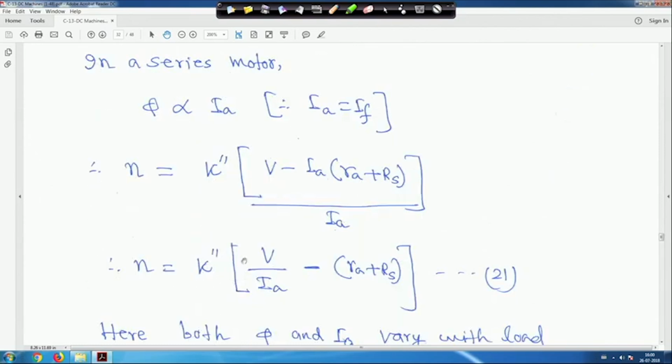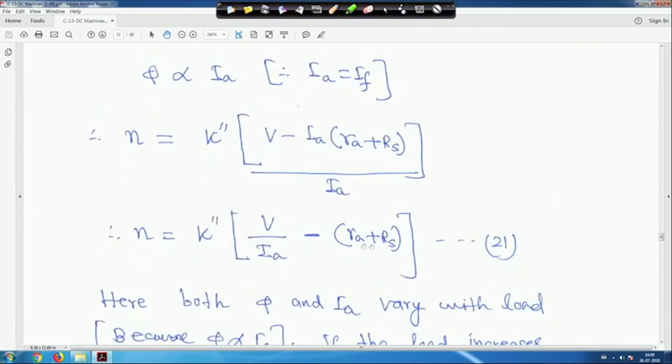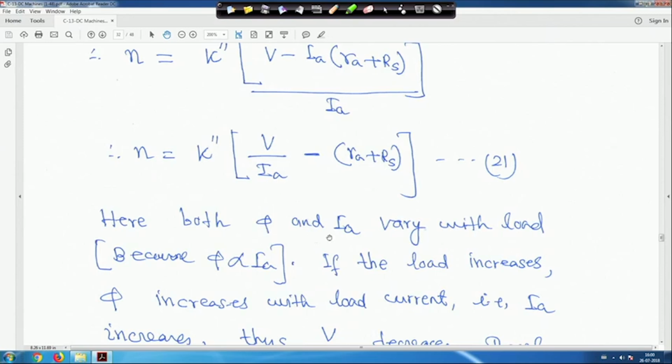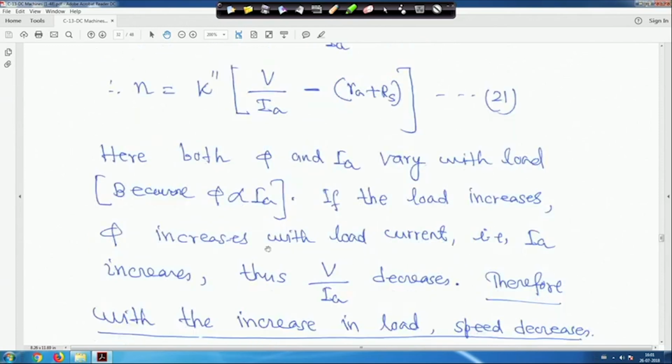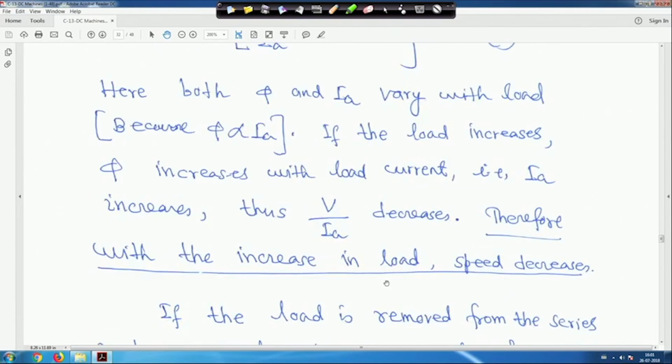Therefore, N = K'' (V/I_A - (R_A + R_S)). So, this part is constant, and it is V upon I_A. Here both phi and I_A vary with load, because phi is proportional to I_A. If load changes, then armature current will change, and armature current is equal to field current, therefore flux also will change. If the load increases, phi also increases with load current. Thus V/I_A decreases, because if I_A increases, V/I_A will decrease. Therefore, with the increase in load, speed decreases for a series motor.